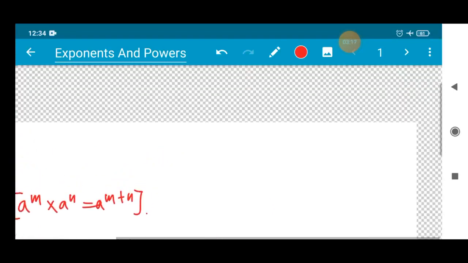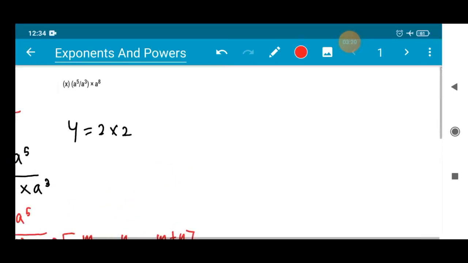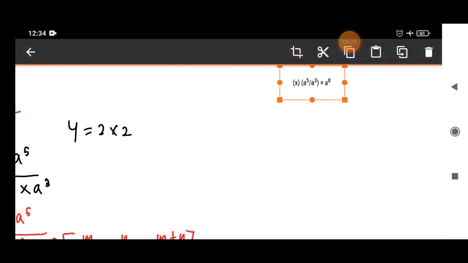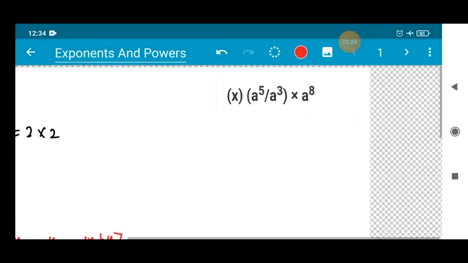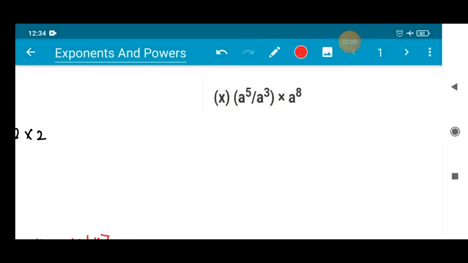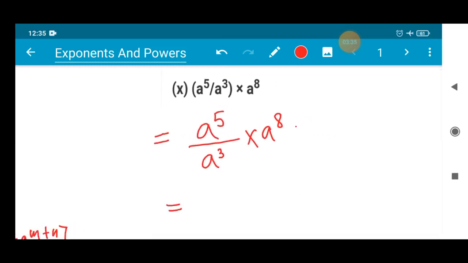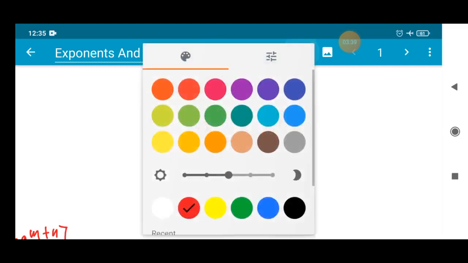Let us solve now question number 10. Let me shift the place of number 10. Okay. Number 10 here is also very similar, a to the power 5 divided by a cube into a to the power 8, right? So first of all, what we can do here, let's take this whole value.